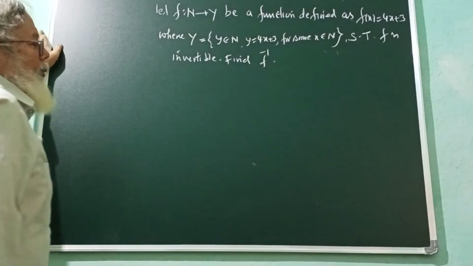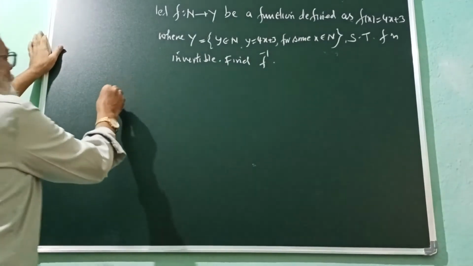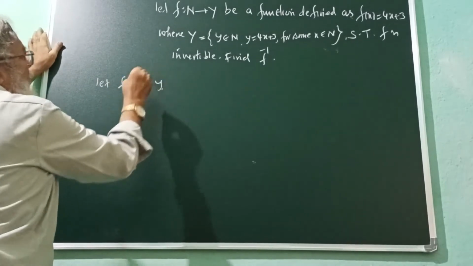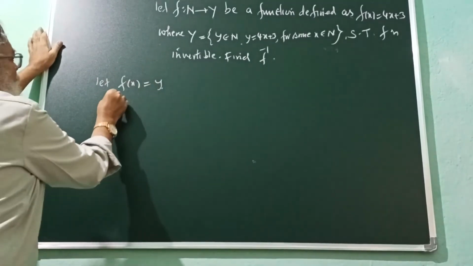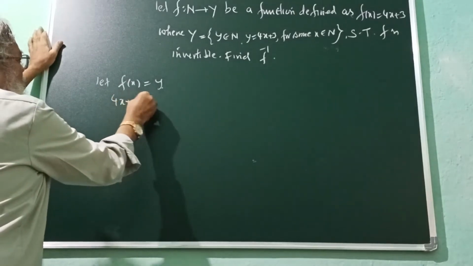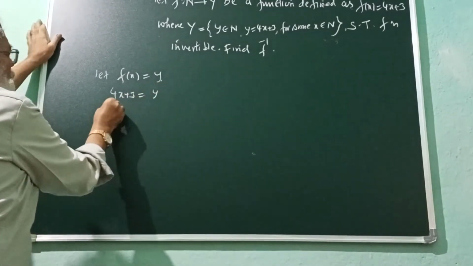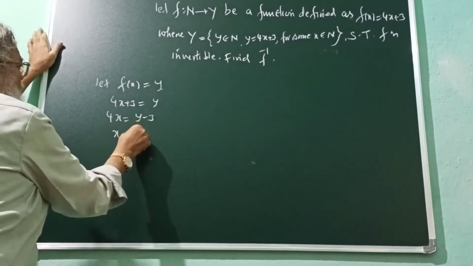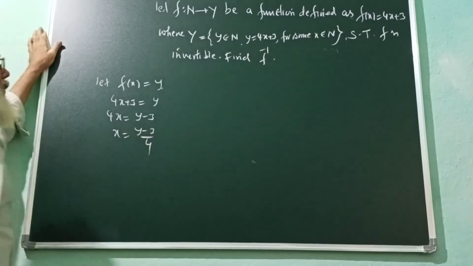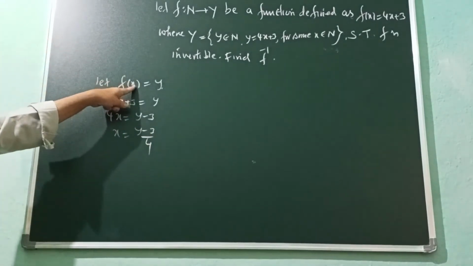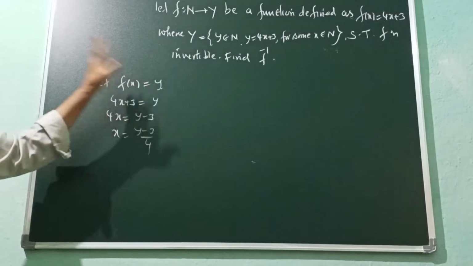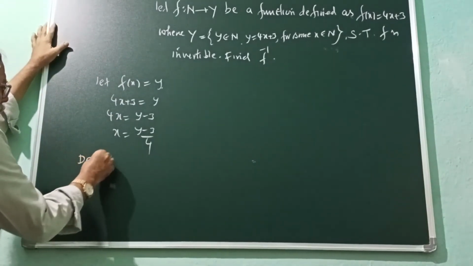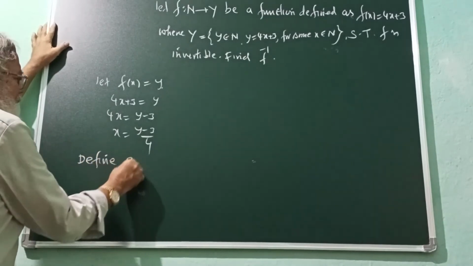Now how to solve this problem? Try to understand it carefully please. First let us suppose f(x) = y. Then f(x) is given by 4x + 3 = y, or 4x = y - 3, x = (y - 3)/4. This is the value of x here. The image of this quantity is y here.